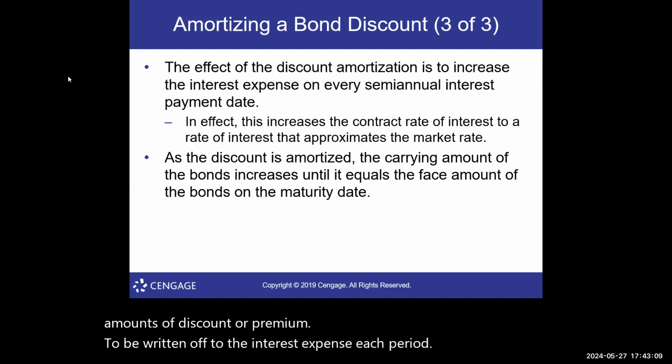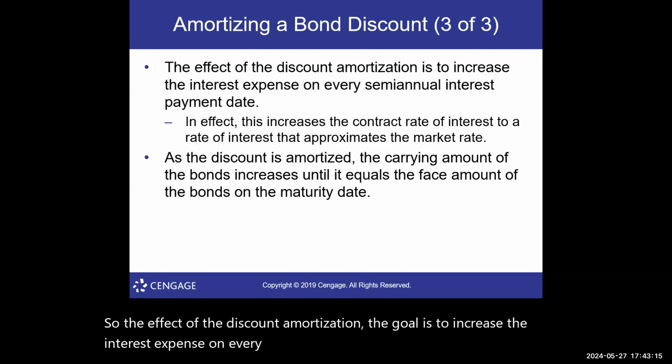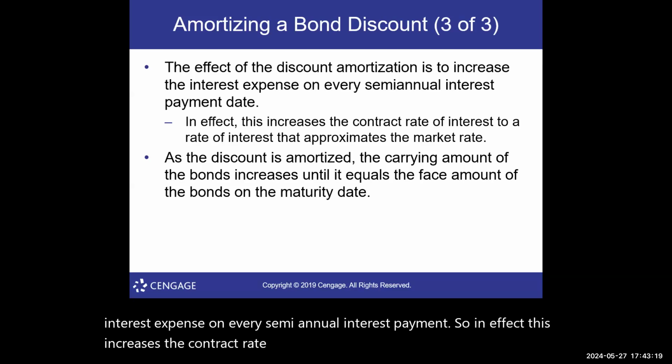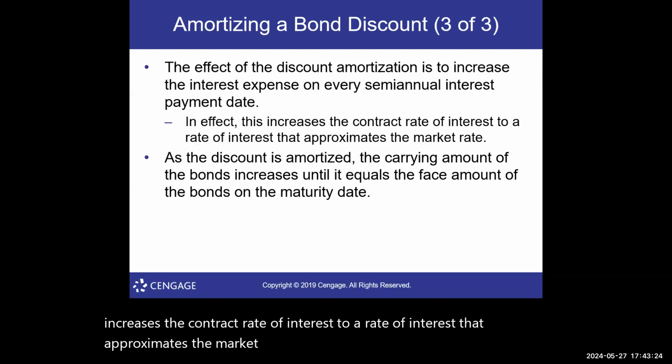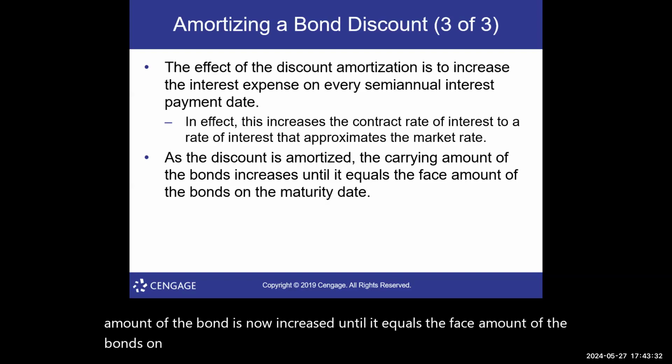So the effect of the discount amortization is to increase the interest expense on every semi-annual interest payment. So in effect, this increases the contract rate of interest to a rate of interest that approximates the market rate. As the discount is amortized, the carrying amount of the bond is increased until it equals the face amount of the bonds on its maturity date.